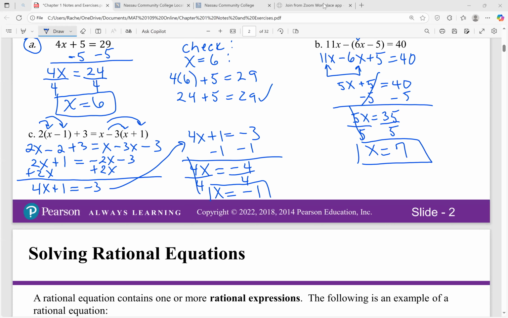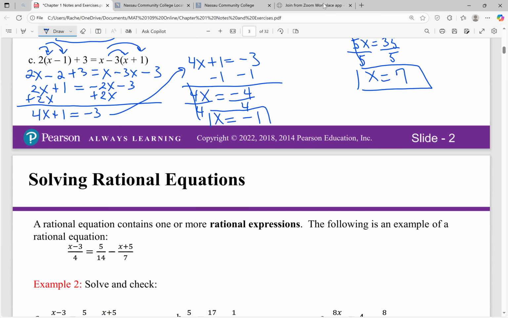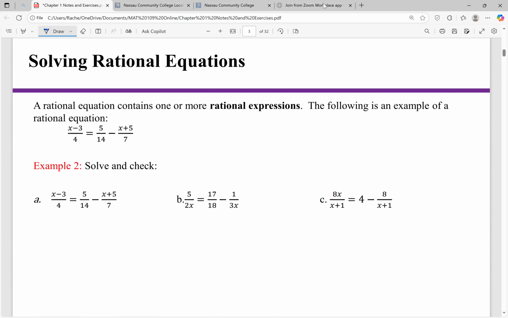So we're going to continue solving equations, but now we're going to have rational equations. What's going to be different about the next example is that I'm going to have fractions within my equation. So look at example 1, A, B, and C. We didn't have any fractions in there. But now look at this next example here. This is called, what I just circled, a rational equation because it contains one or more rational expressions or fractions. So in this equation, we see the equal sign. I have 3 different fractions. So we call this a rational equation.